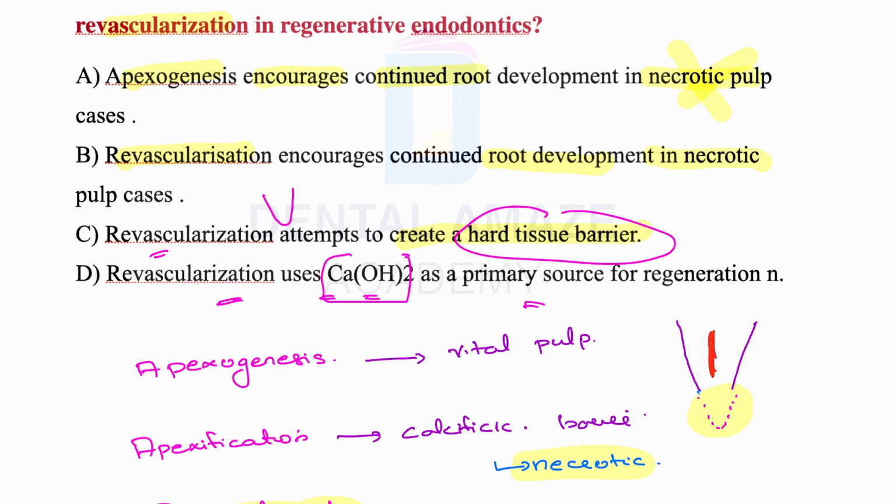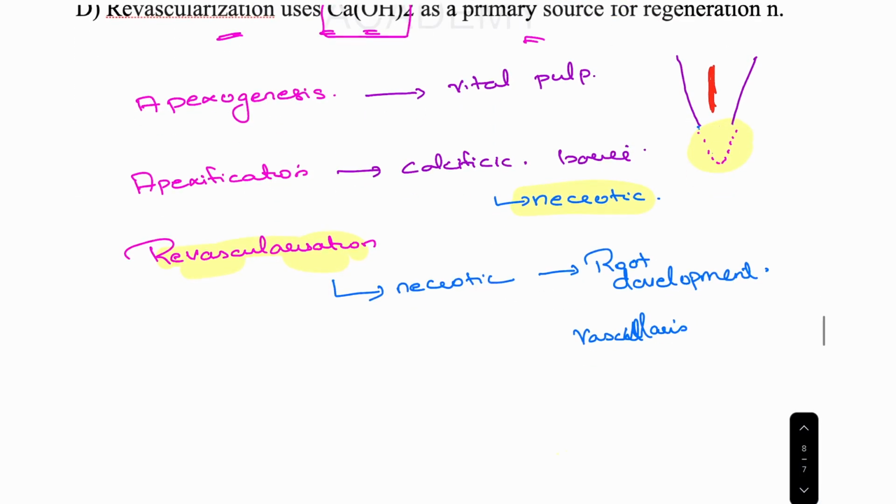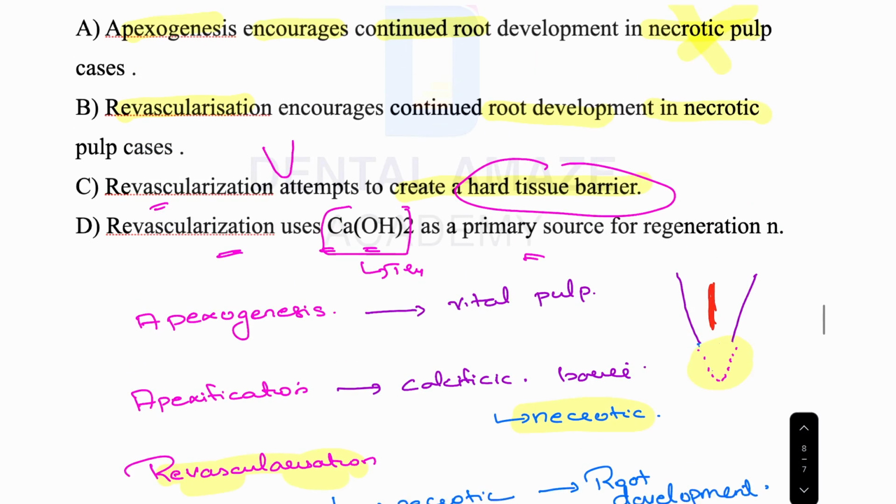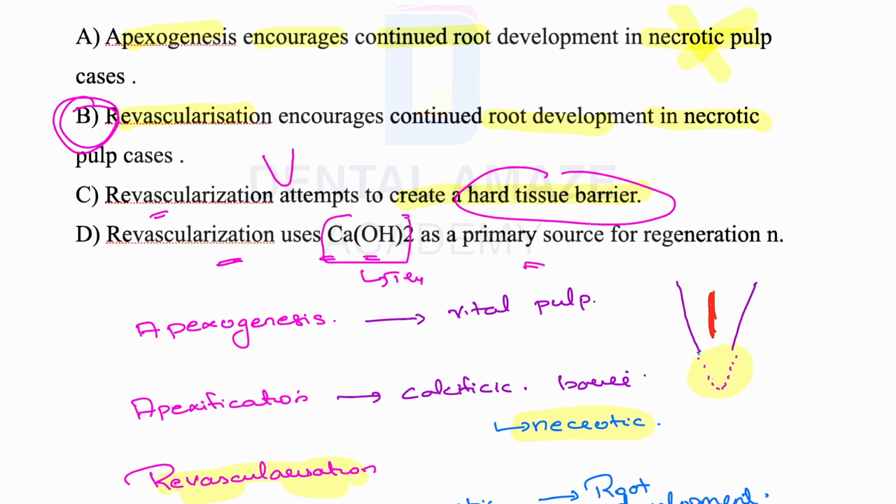All these are used. I'll come to the further details of how it is done, otherwise I'll confuse you. So far we have understood that we use a triple antibiotic paste to disinfect the canal. So let's stop it there. The correct answer for this is B: revascularization encourages root development in necrotic pulp cases.